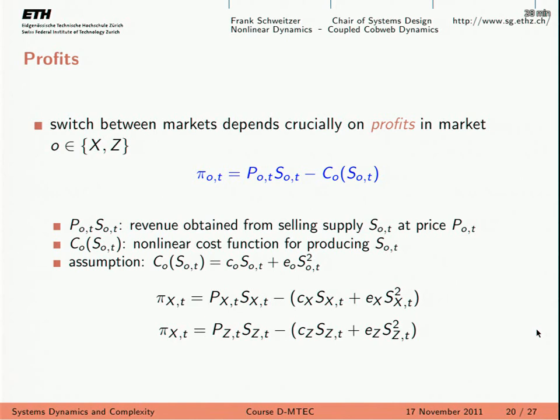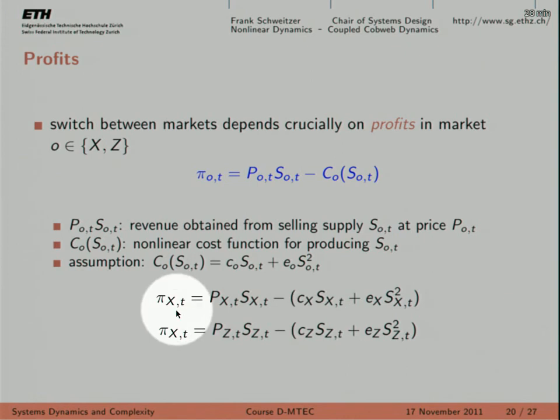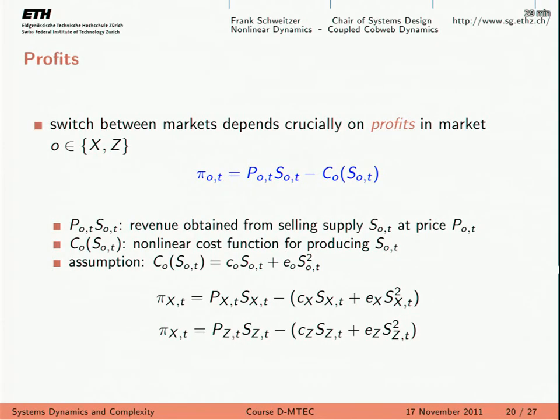Question, are they coupled, the profits in the two markets? What do you think? Yes, so these are the profits in the two markets. Market Z and market X. Revenue minus cost. Revenue minus cost. It's nothing complicated. So are they coupled, the two profits in the two markets? Before we had the price, but now we have the profits. What do you think?